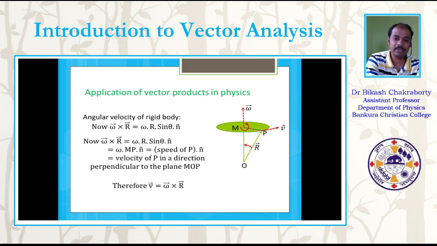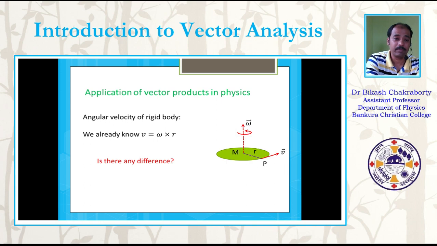Therefore the velocity of the rigid body, v, is equal to omega cross r. Here r is the position of the rigid body with respect to any arbitrary origin O. Remember, any arbitrary origin O.